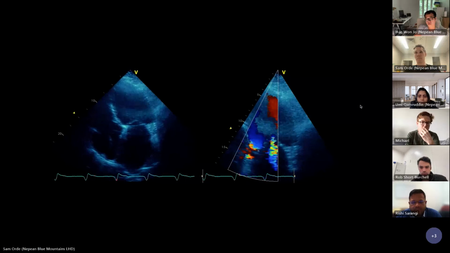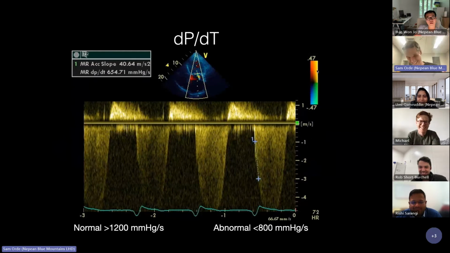You can do a TOE as well, Sam. Come on, man. So dP/dT. Michael, you mentioned this one. So first of all, can you tell me what it is? I've written the values in there. So what it is, and can you then critically analyze this image?